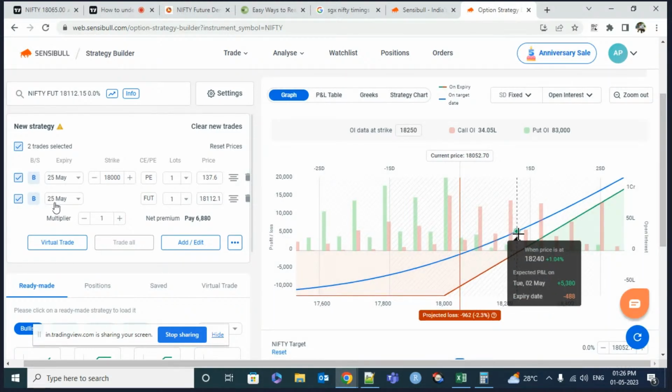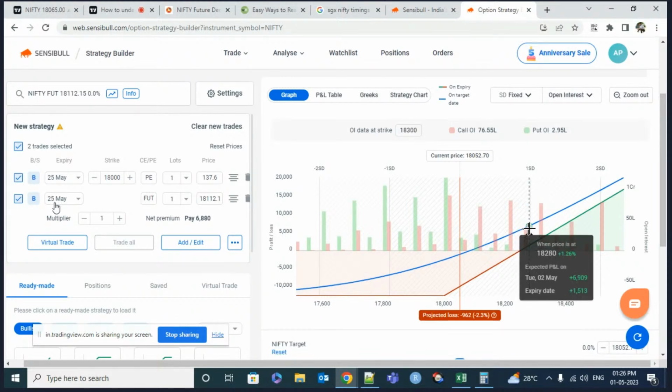Okay, so as you keep pushing yourself up, by the time of expiry date, if the market is at 18,250, your profit will be 13 rupees. If it is tomorrow, that is Tuesday 2nd, then your profit would be expected to be 5,747. As you go in, it says at what price and what expiry and what date you can expect the target over there.